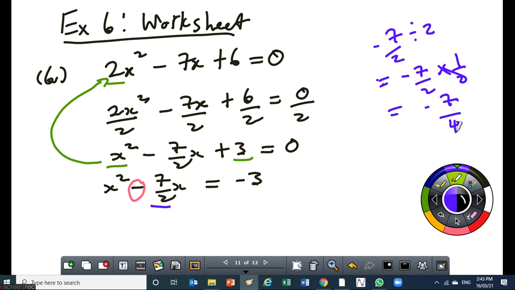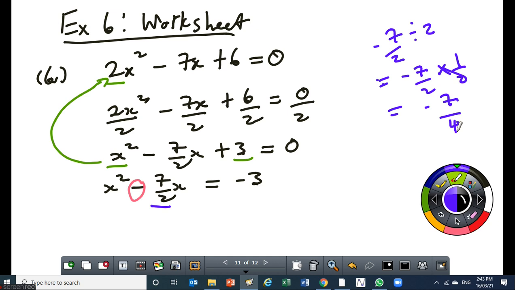So, half of minus 7 over 2 is minus 7 over 4. Once I get half of the coefficient of x, which is minus 7 over 4, I need to add the square of that, minus 7 over 4, and also subtract the square of minus 7 over 4.